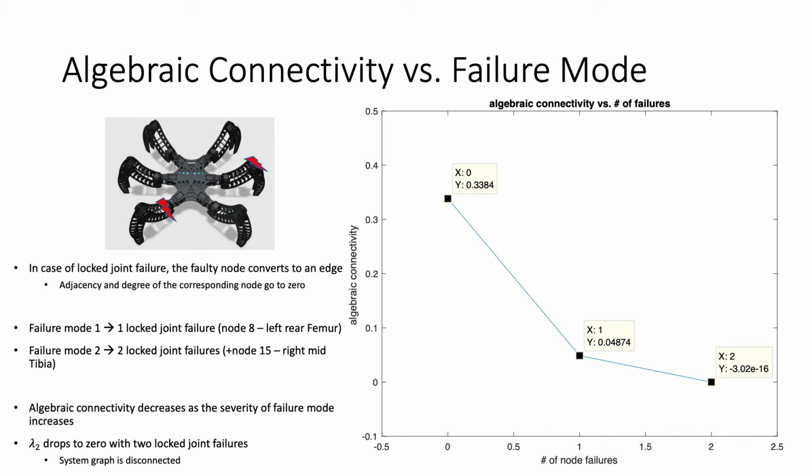0.04874. And when another joint fails, let's say node 15, the algebraic connectivity simply approaches 0, and that means the system is, in an algebraic sense, disconnected. So for this project, we will consider the failure mode of one locked joint failure.